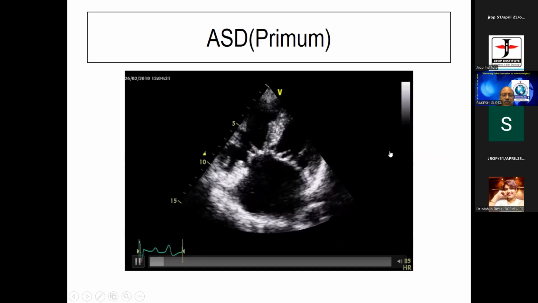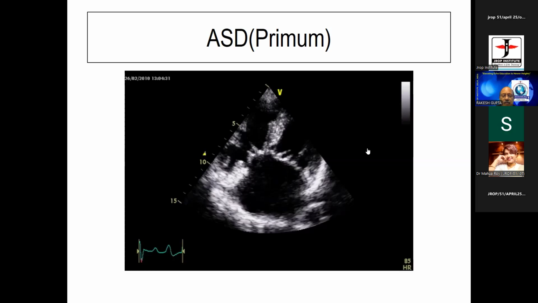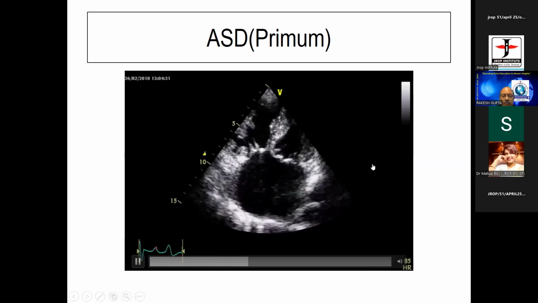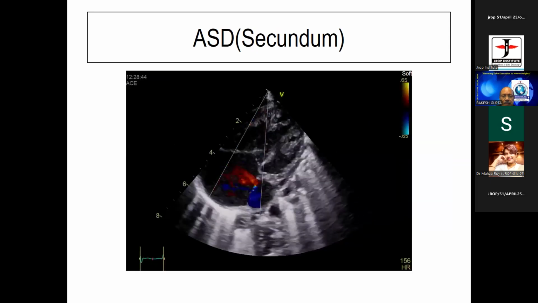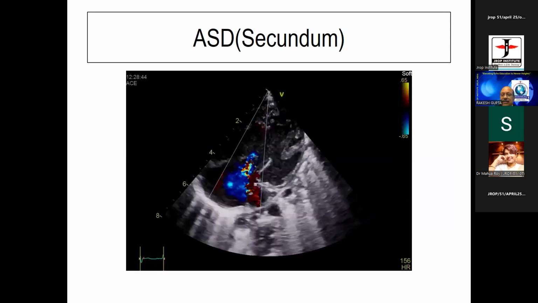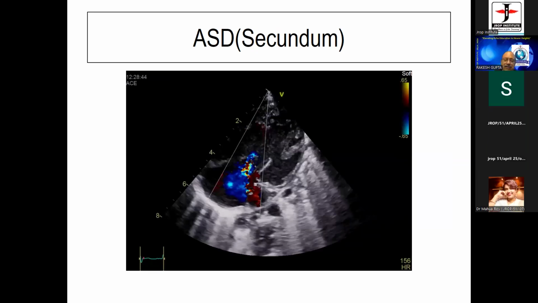Dr. Veena, go ahead. You want to ask something? Sir, if there is no pressure reversal, means if LA pressure is more than RA pressure, in that case also we will get TR? Do we get TR? Yeah, TR would be there, but not a large amount of TR. This is because of reversal of the pressure.